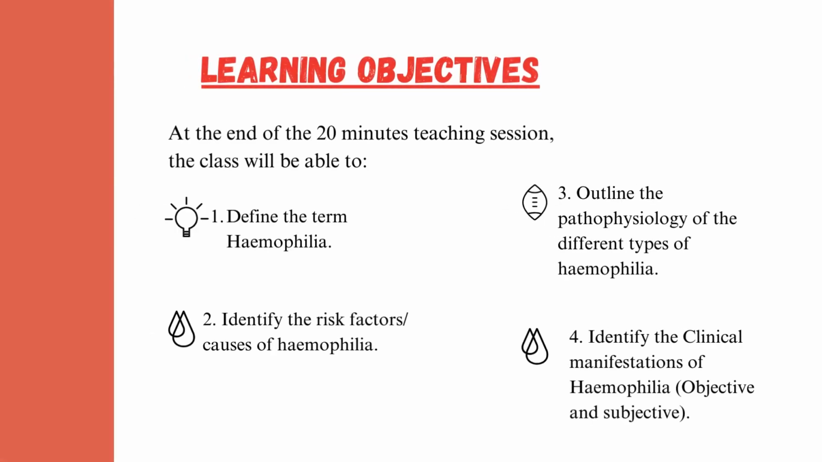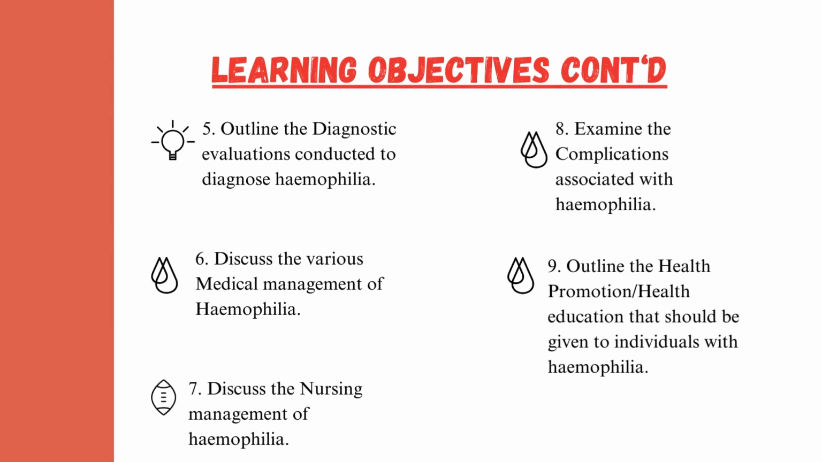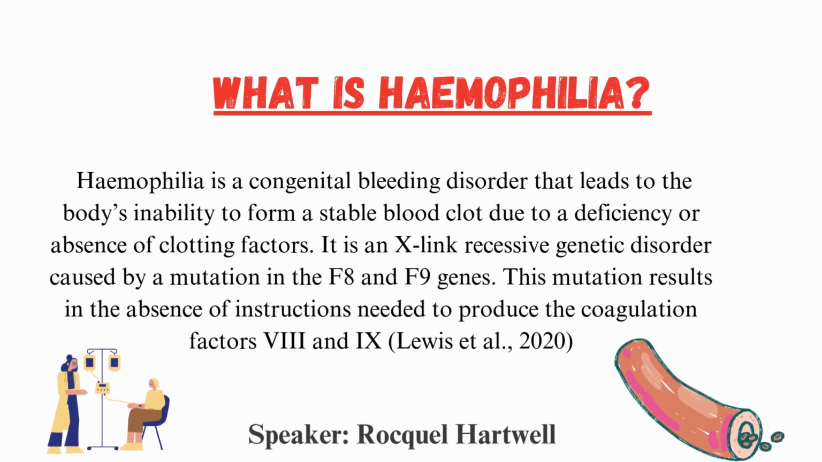Learning objectives. At the end of our 20 minutes teaching session, the class will be able to define the term hemophilia, identify the risk factors or causes of hemophilia, outline the pathophysiology of the different types of hemophilia, identify the clinical manifestations of hemophilia, outline the diagnostic evaluations conducted to diagnose hemophilia, discuss the various medical and nursing managements of hemophilia, examine the complications associated with hemophilia, and lastly, outline the health promotions that should be given to individuals with hemophilia.